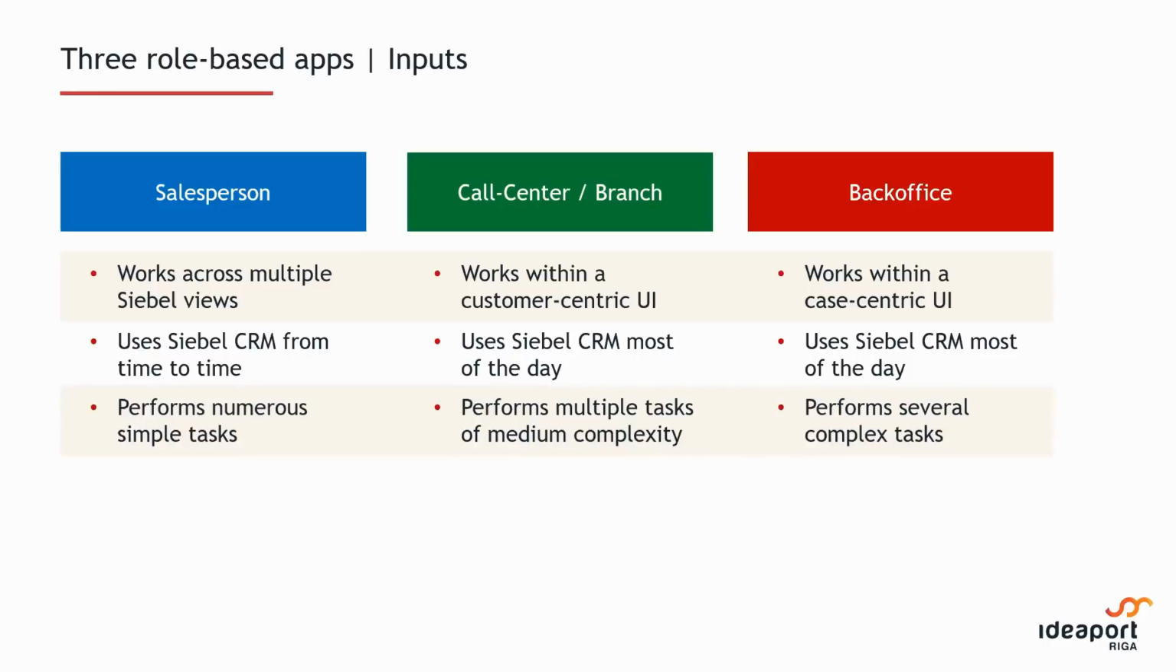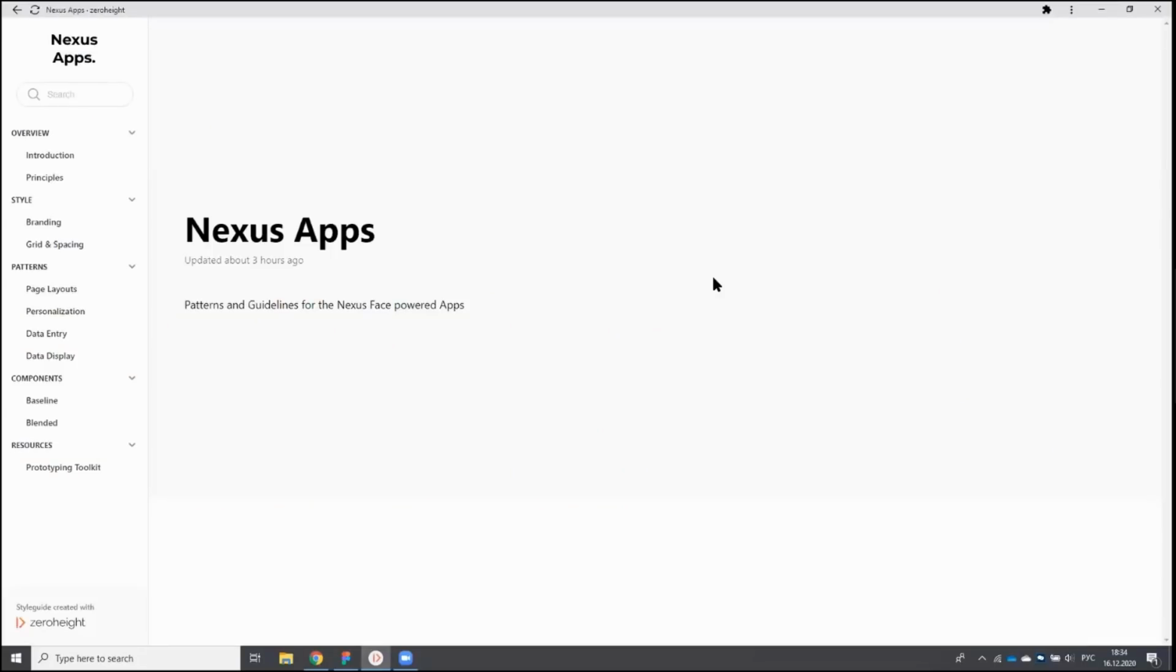If you look at salespeople, they perform many but simple tasks. If you look at the call center branch person, they perform multiple tasks, but they are of medium complexity. Just to comment on these three different roles, we don't presume that every salesperson or call center agent or back office employee has these specific use cases or way of working. Here we just generalize them to build the applications.